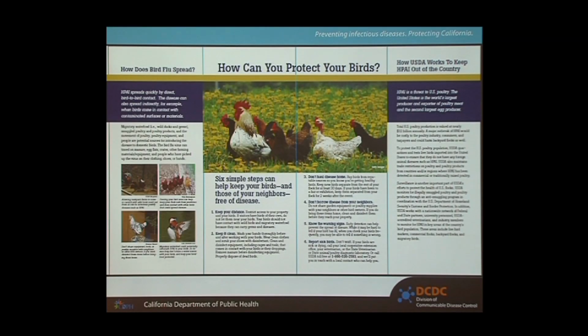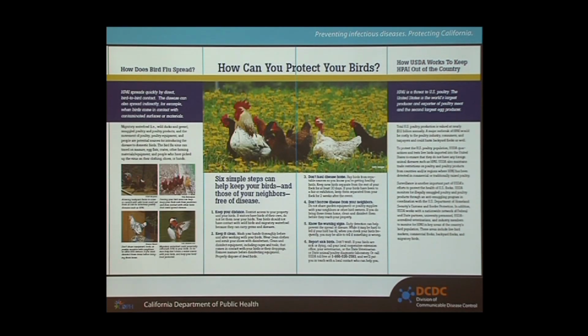There's also low pathogenic, which birds don't get that sick and you wouldn't pick that up. But we worry more about the highly pathogenic. So what do you do to protect your birds? The brochure lays it all out, and it's quite detailed. So you keep your distance. Actually, oh gosh, I need my glasses.